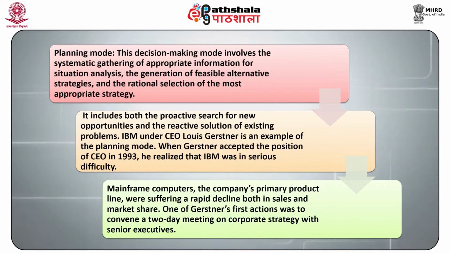When Gerstner accepted the position of CEO in 1993, he realized that IBM was in serious difficulty. Mainframe computers, the company's primary product line, were suffering a rapid decline both in sales and market share. One of Gerstner's first actions was to convene a two-day meeting on corporate strategy with senior executives. An in-depth analysis of IBM's product lines revealed that the only part of the company that was growing was services. But it was a relatively small segment and not very profitable.